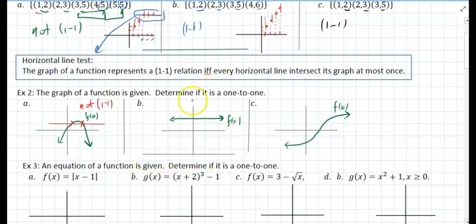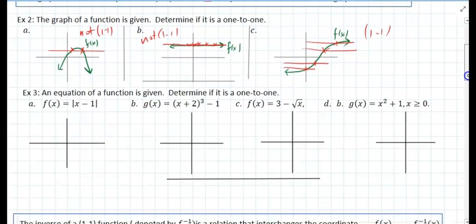I look at part B. Well, it's a bit tricky because if I draw a horizontal line right there, you'll notice that it intersects an infinite amount of times, not one-to-one. But if I look at C, no matter where I draw my horizontal line, it's going to cross exactly once. So we say that is one-to-one. So that covers given points, given a graph, and given an equation.